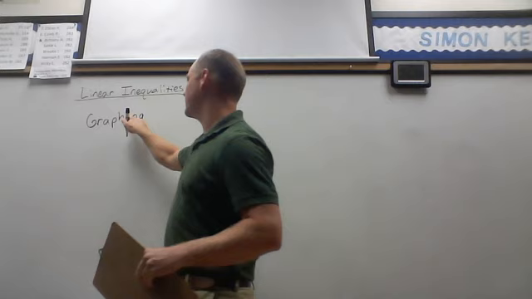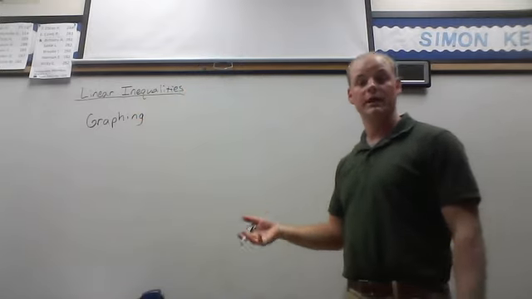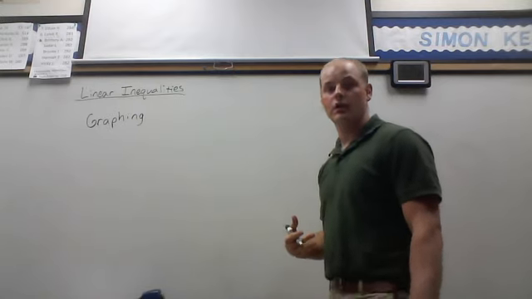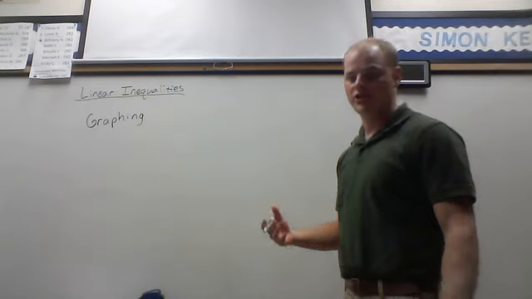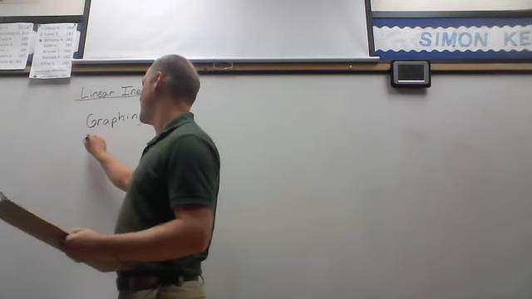A linear inequality is very similar to a linear equation. A linear equation looks like y equals mx plus b, usually when you graph it. These are not going to have an equal sign though, they're going to have inequality signs. That's the major difference. Okay, so there are three major steps in order to graph something.